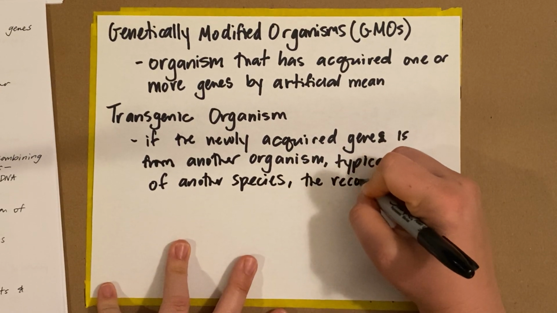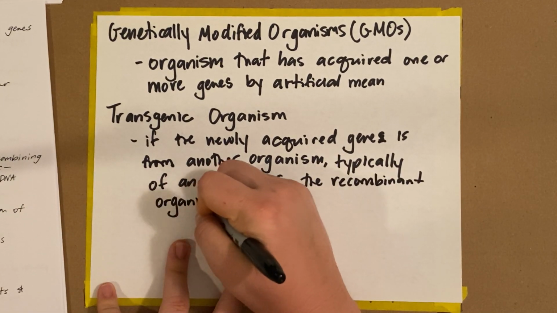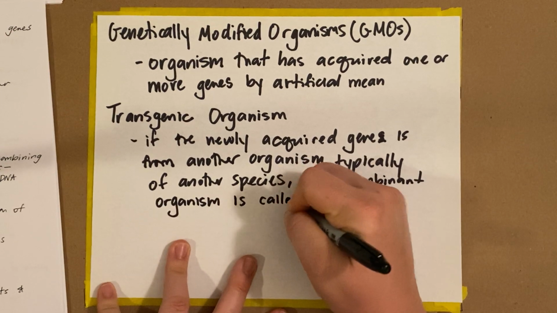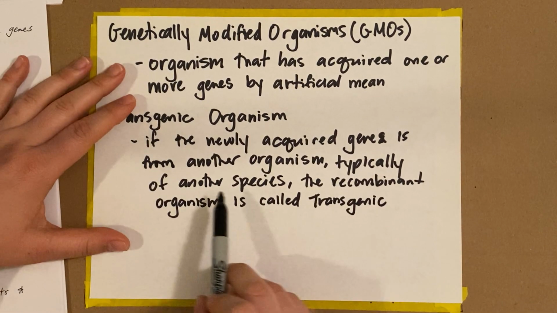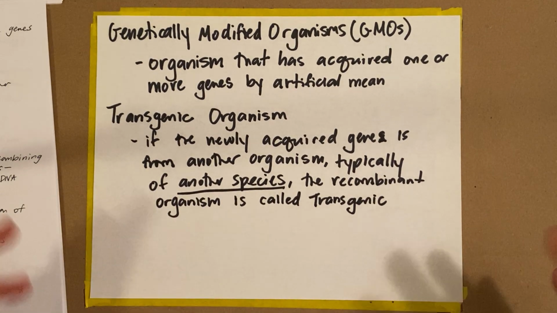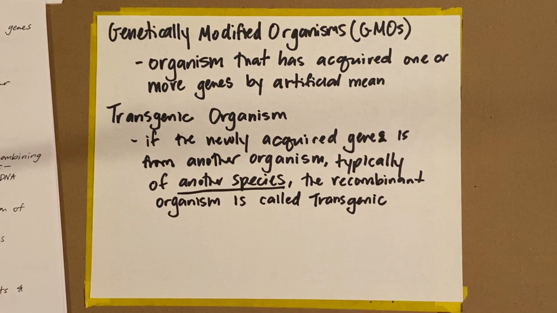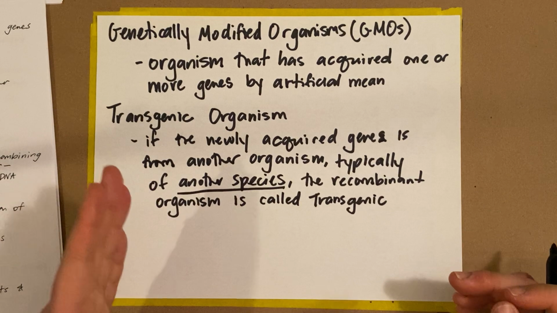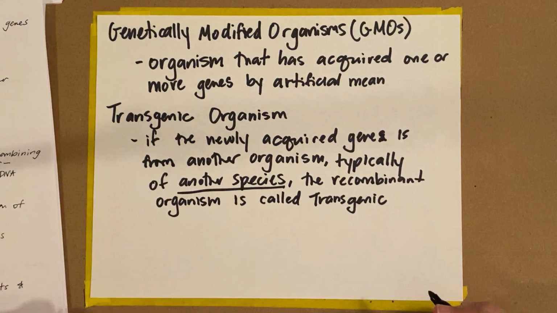The recombinant organism is called transgenic. So again, the big thing is that it has to be from another species, usually, for it to be called transgenic, okay? So species, like humans are a species. There are no other species of humans, but we have multiple different species of birds and flowers and all that kind of stuff. So that is a classification of relatedness. And so this means that it'd be from a different species, not within your own species.